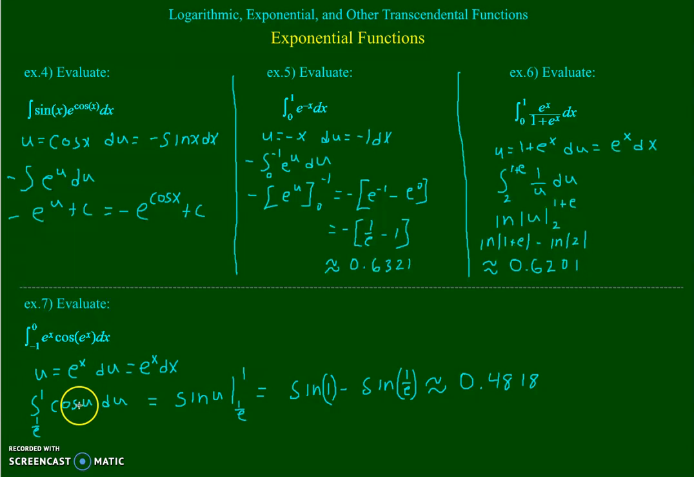So the integral of cos u du is just sine u evaluated at our lower and upper limits. When we evaluate it, it's sine of 1 minus sine of 1 over e, which is approximately 0.4818. The next topic we're going to discuss is how we handle exponential functions with bases other than e.